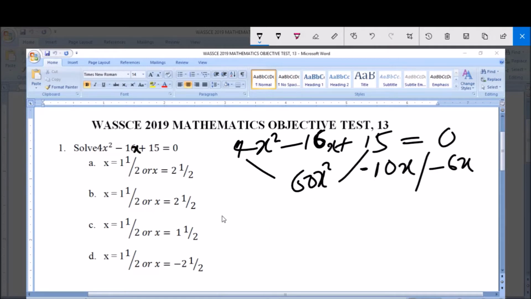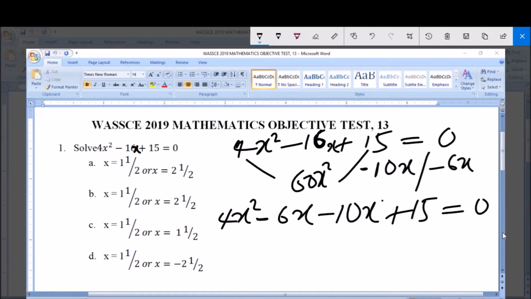So we solve. We say 4x squared minus 6x minus 10x plus 15 equals 0. Now we factorize. We find the common factors. The common factor here is 2x, into 2x minus 3.